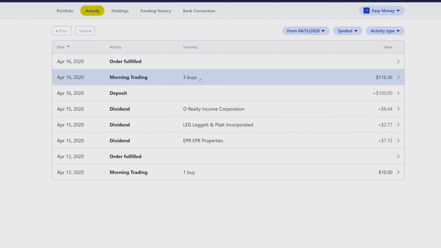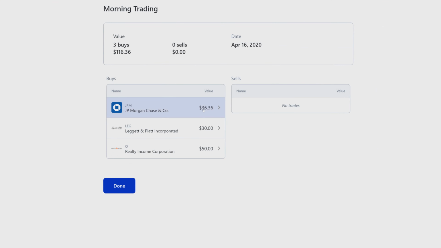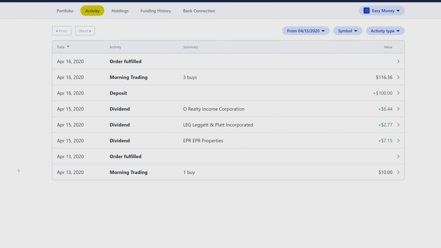And then on that same day, we did three buys. So we did a total of $116.36. So this was the $100 that I contributed plus the $16 of dividends. So we bought $36 of JP Morgan, $30 of Leggett and Platt, $50 of Realty Income. So pretty happy about those buys.